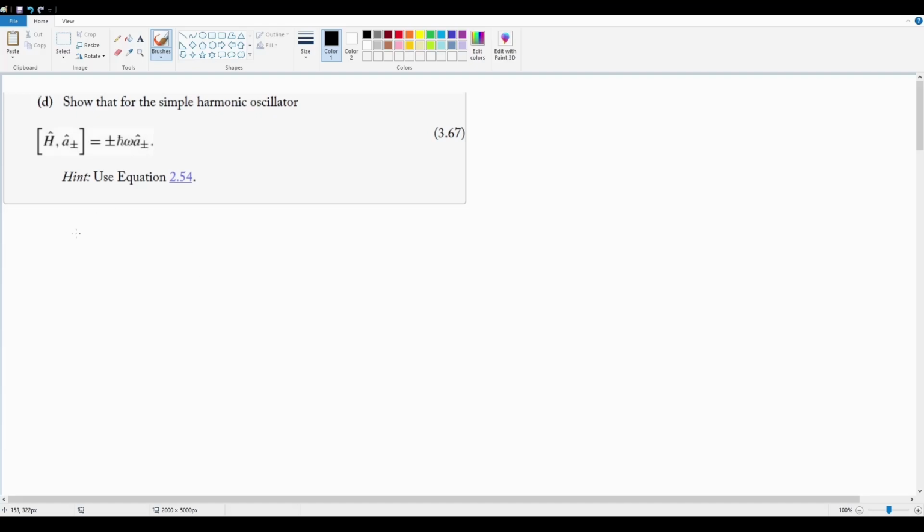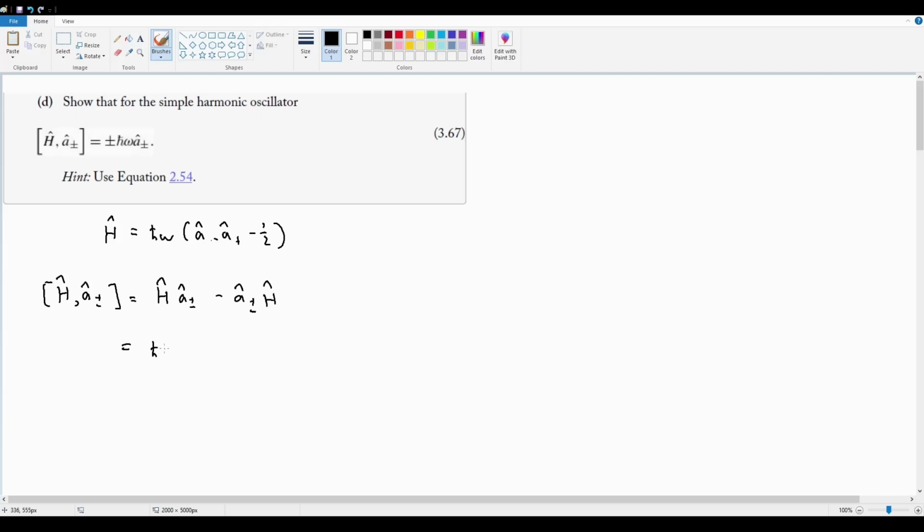So 2.54 was the equation that related the Hamiltonian to the ladder states, and it basically says ĥ is equal to ħω(â₋â₊ − 1/2). So if we write out the commutator fully, this is going to be ĥâ± − â±ĥ.